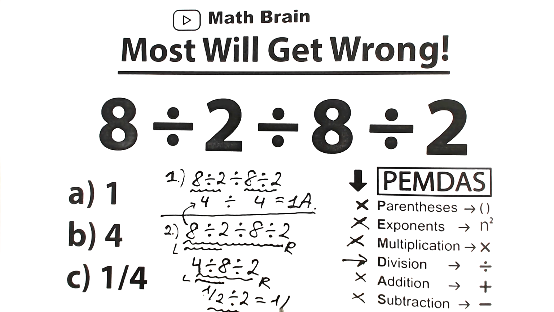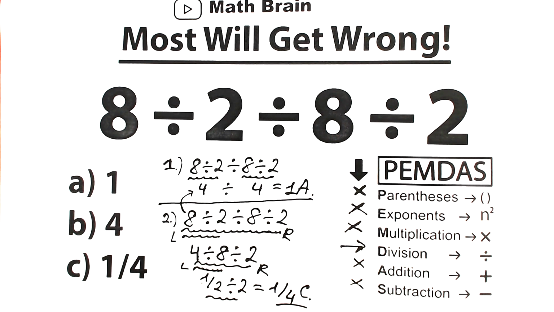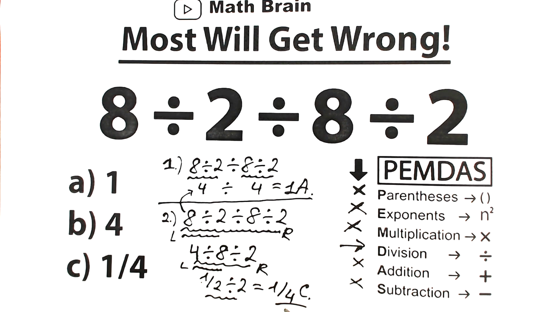So we have 1/4, and this is option C, and it turns into a big argument. A lot of students are confused. A lot of students say the correct answer is 1, and a lot of students say the correct answer is 1/4. And here's my answer. Okay, what about this approach?